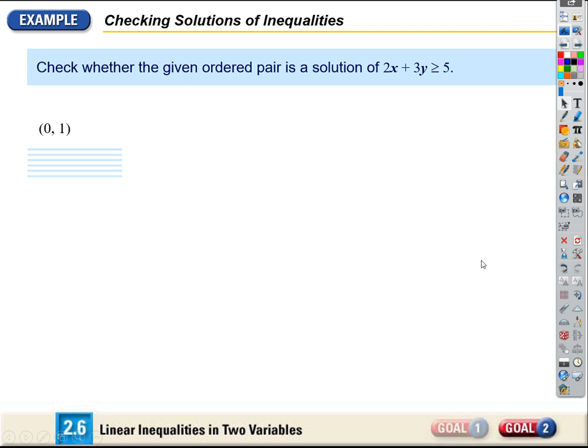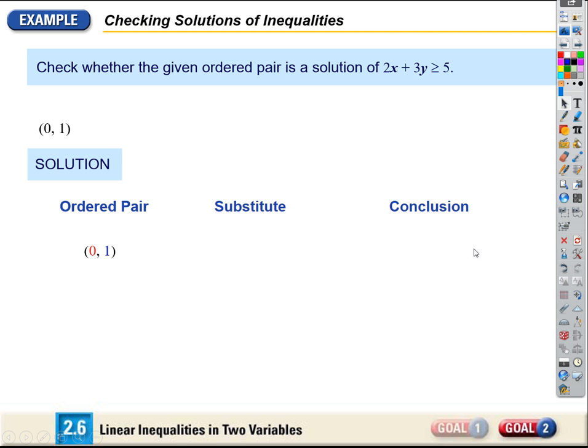Okay, so is that a solution? Well, we can plug it in and find out. If I substitute, I end up getting 3, which is not greater than or equal to 5, so that's not a solution, right? It's got to fall outside of the solution set. 4, -1, I checked that one. 5 is greater than or equal to 5, so that is a solution.